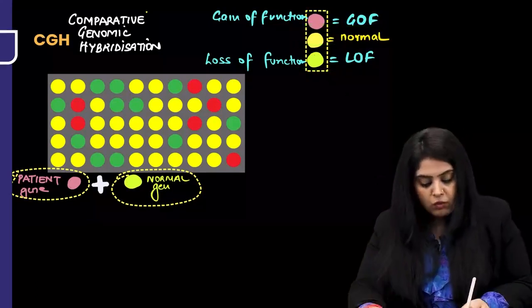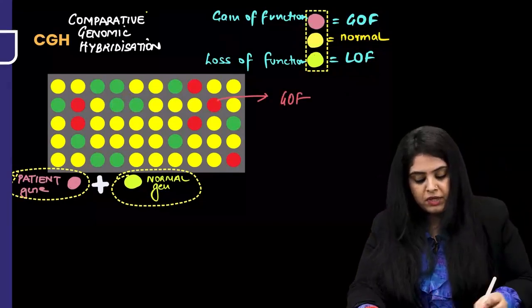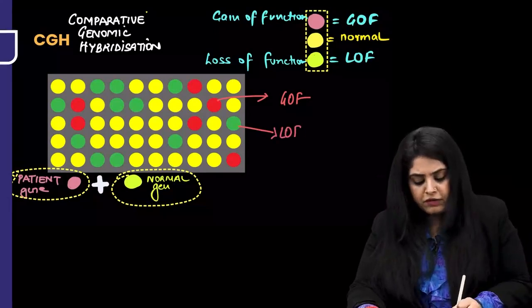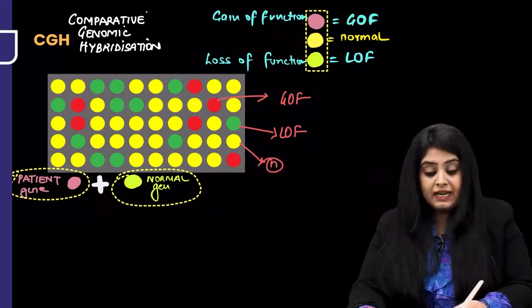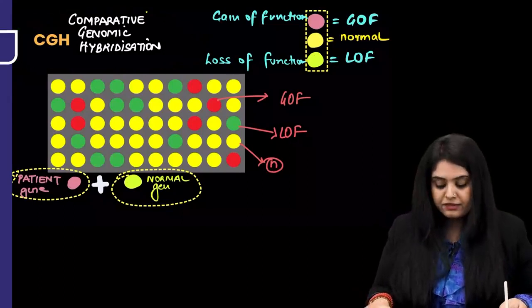So if I ask you, what is this? You'll say, oh, red is at the top. This is a gain of function problem. What is this? Green is at the bottom of the red light. This is a loss of function problem. What is this? Yellow to matlab normal. Yellow is normal, and that is how we can do CGH, comparative genomic hybridization.